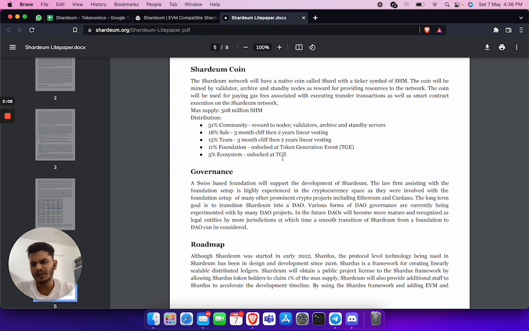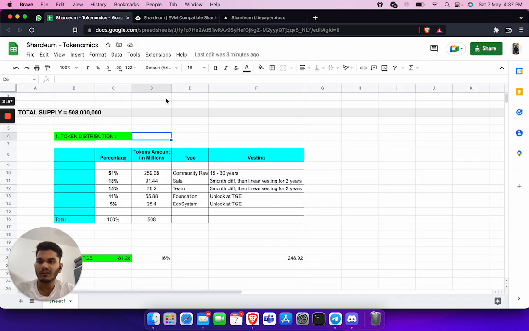So we'll dive into these and divide the tokens, how much unlocks at TG, how much for each segment. I have already prepared an Excel for that. The community rewards is around 259 million. That vesting would be probably 1.5 decades to 3 decades. That's so long. That's another positive thing, rather than a cliff for team and sale. This is the second positive thing.